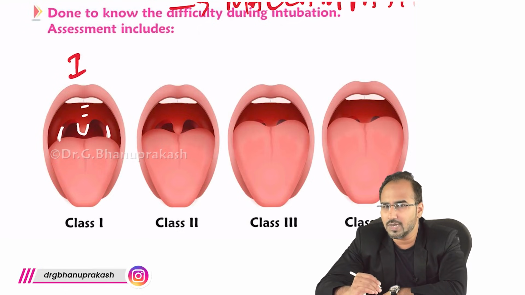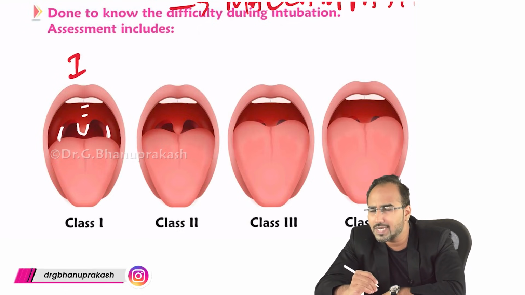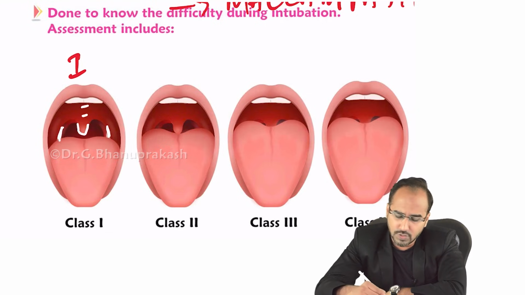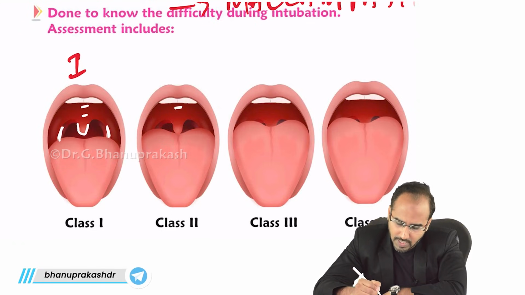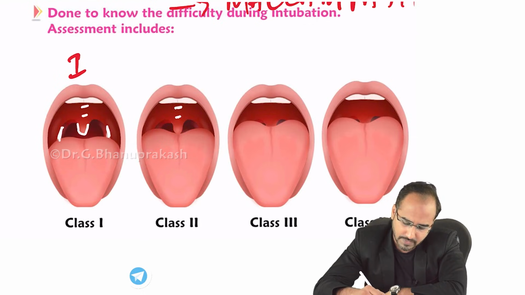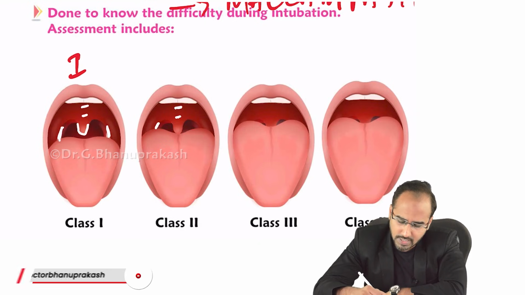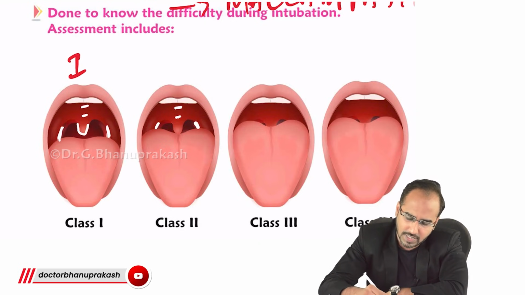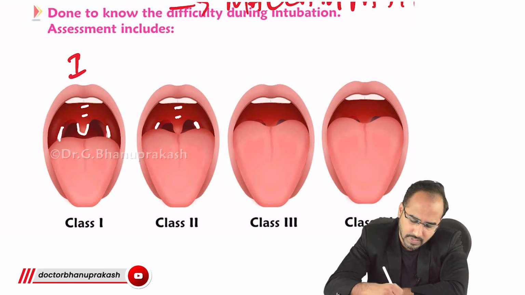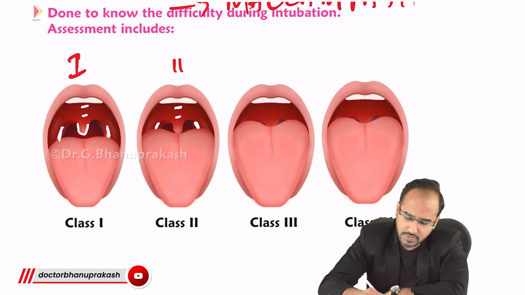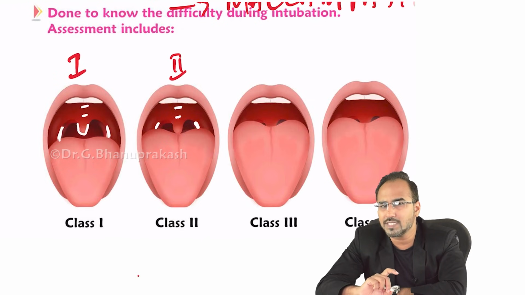Right? Second patient comes. 1 is done. When do you call Mallampati class 2? Second patient comes to your clinic. You tell him to open his mouth. While he is opening, what are you able to see? You are able to see the hard palate, the soft palate, the uvula, but the tip of uvula is not seen clearly. You are able to see the tonsillar pillars. That is called as Mallampati class 2.